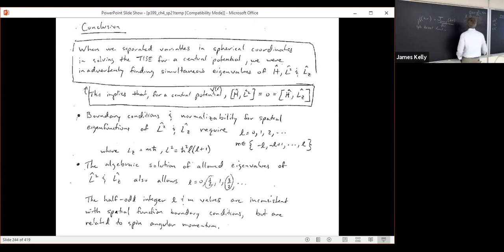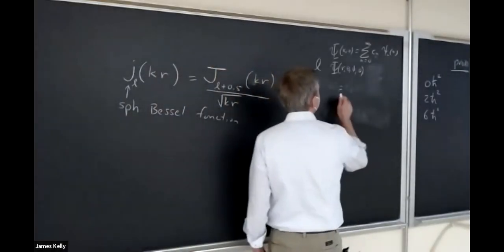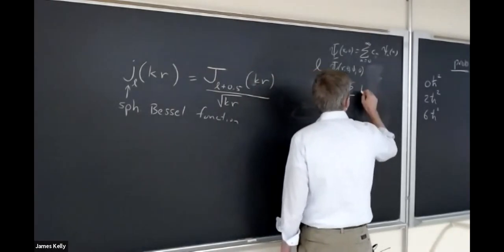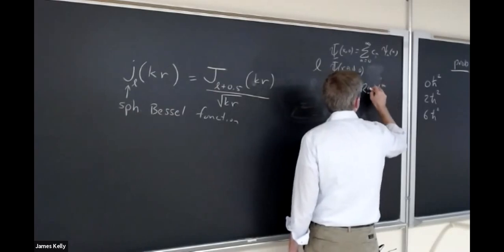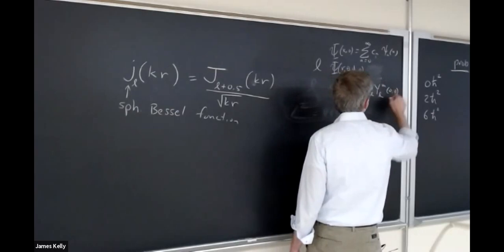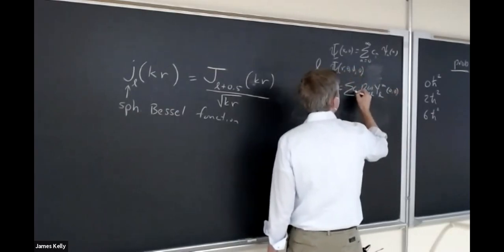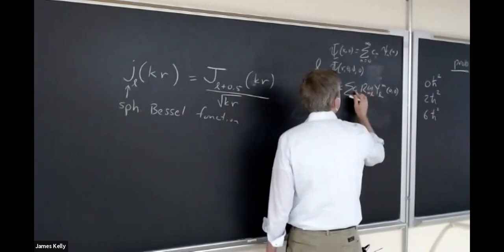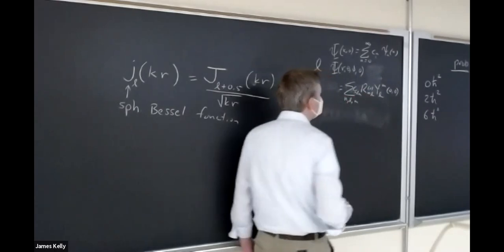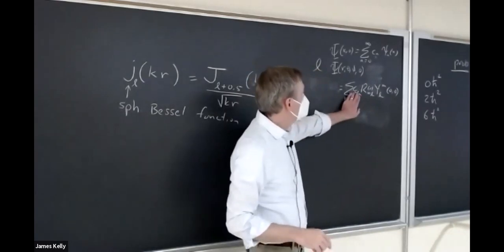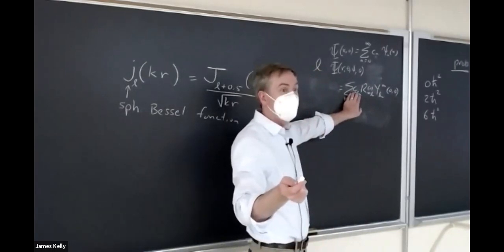A sum. We're writing this as a sum of R_nl Y_lm, right? Of course, this is a function of r, this is a function of theta and phi, with different coefficients. We have a different coefficient for every n, l, and m. So we have to sum over all the allowed values of n, l, and m. And the magnitude squared of those coefficients are the probabilities, just like they were before.